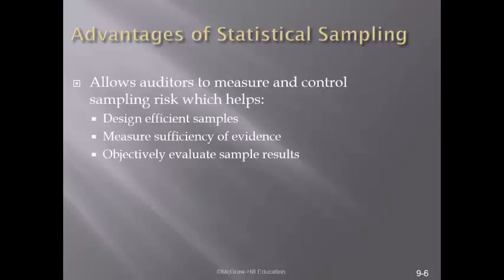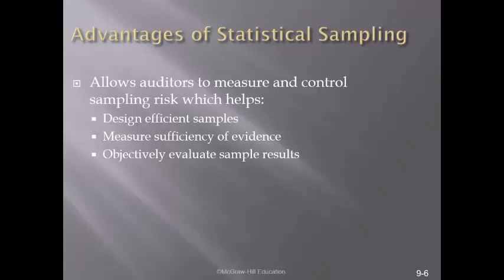Through statistical sampling techniques, the auditors may specify in advance the sampling risk that they want in their sample results and then compute sample size that controls sampling risk at the desired level. Since statistical samples are based on the laws of probability, the auditors are able to control the extent of sampling risk in relying upon sample results. Advantages of statistical sampling include designing efficient samples, measuring the sufficiency of the evidence obtained, and objectively evaluating sample results.